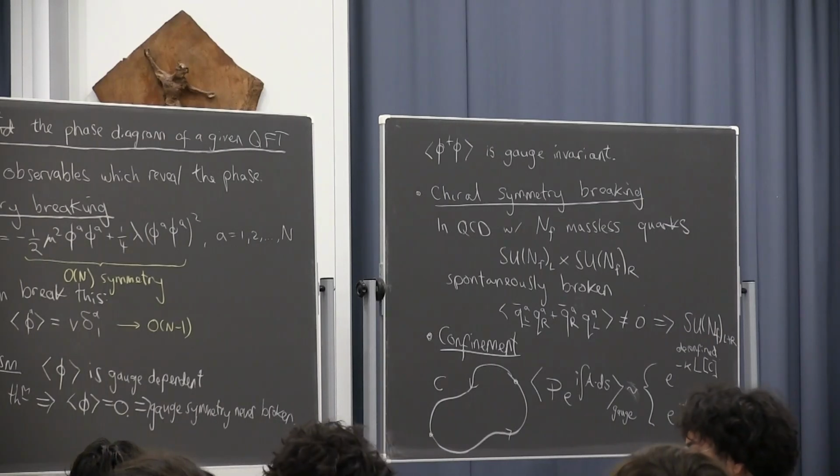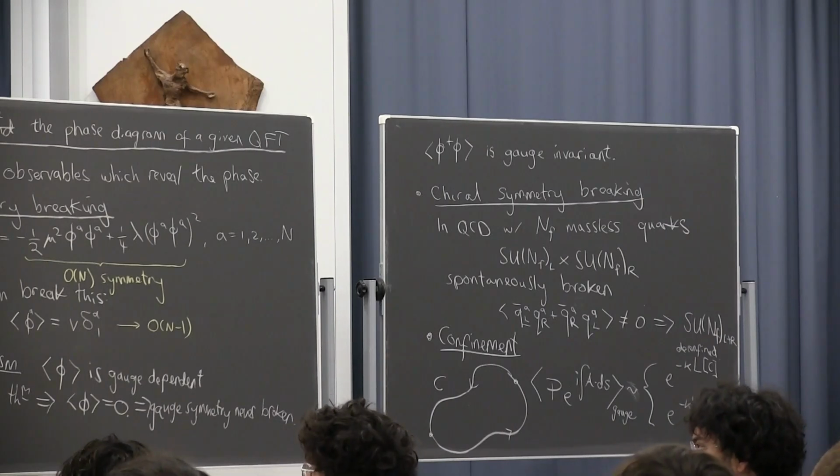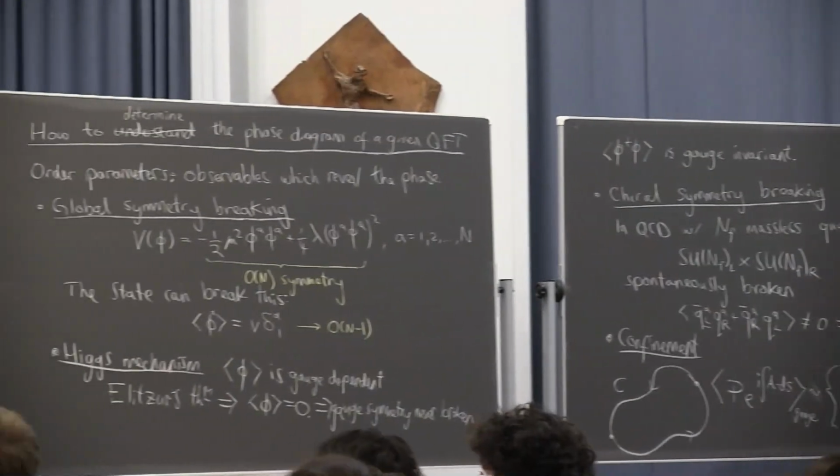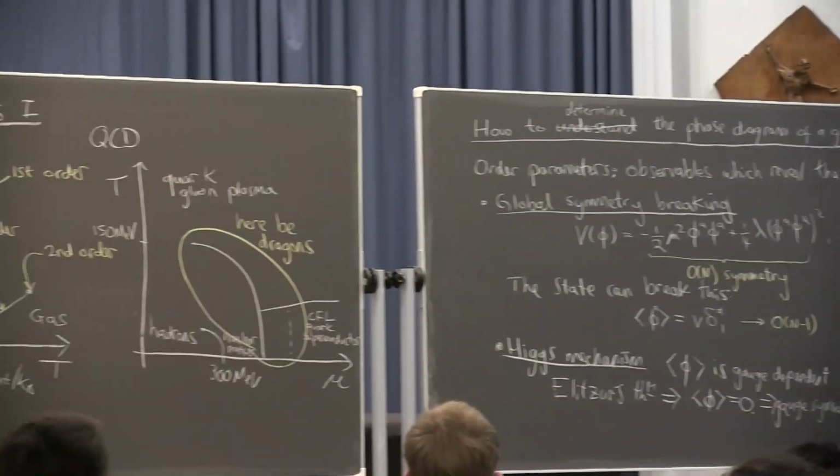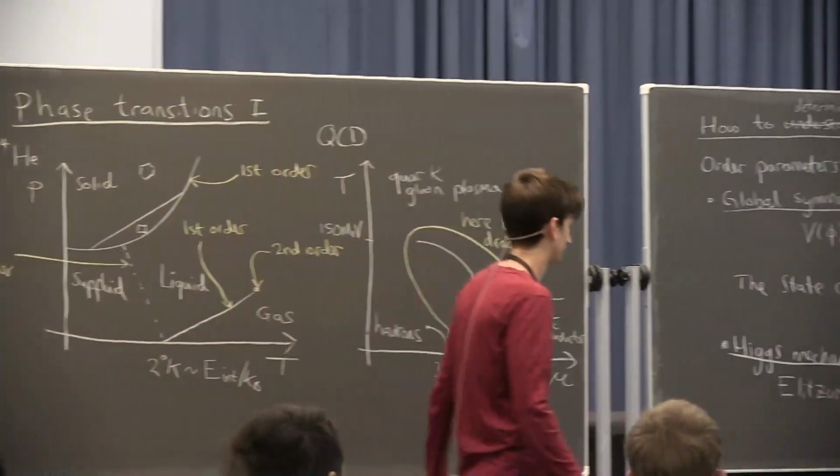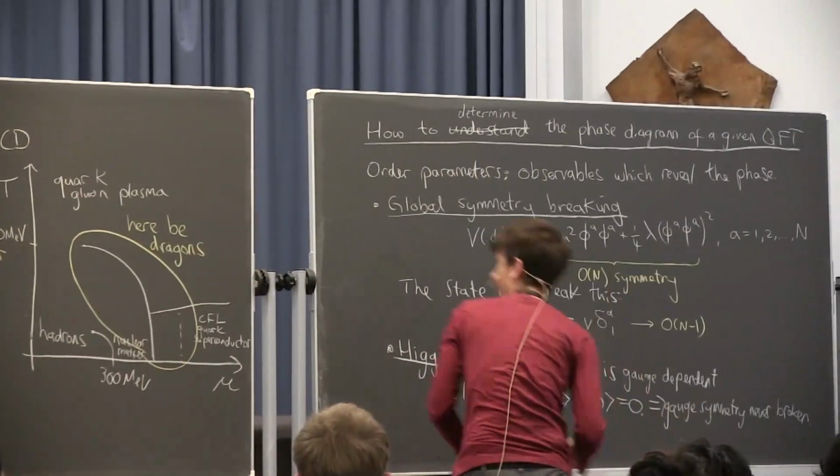Some other ones, I'm not going to write down some more, but we could have, for example, just the masses of your theory. The mass spectrum might be different in two different phases.